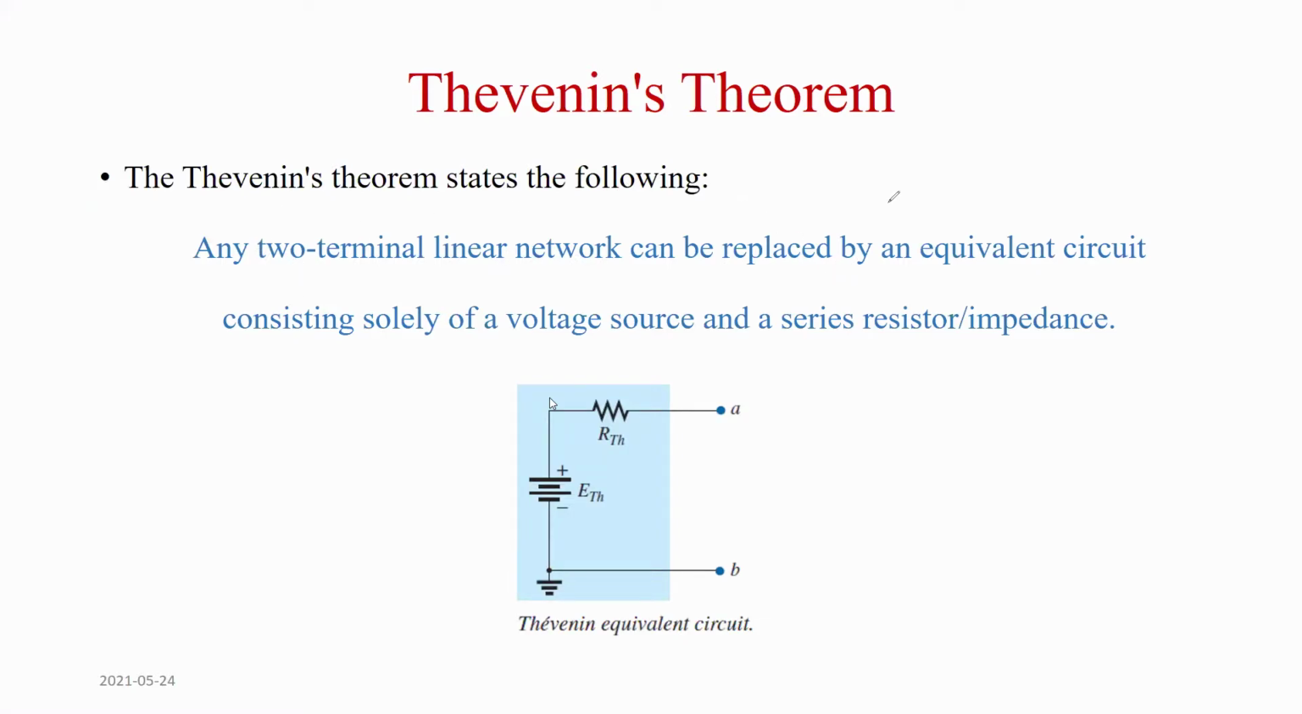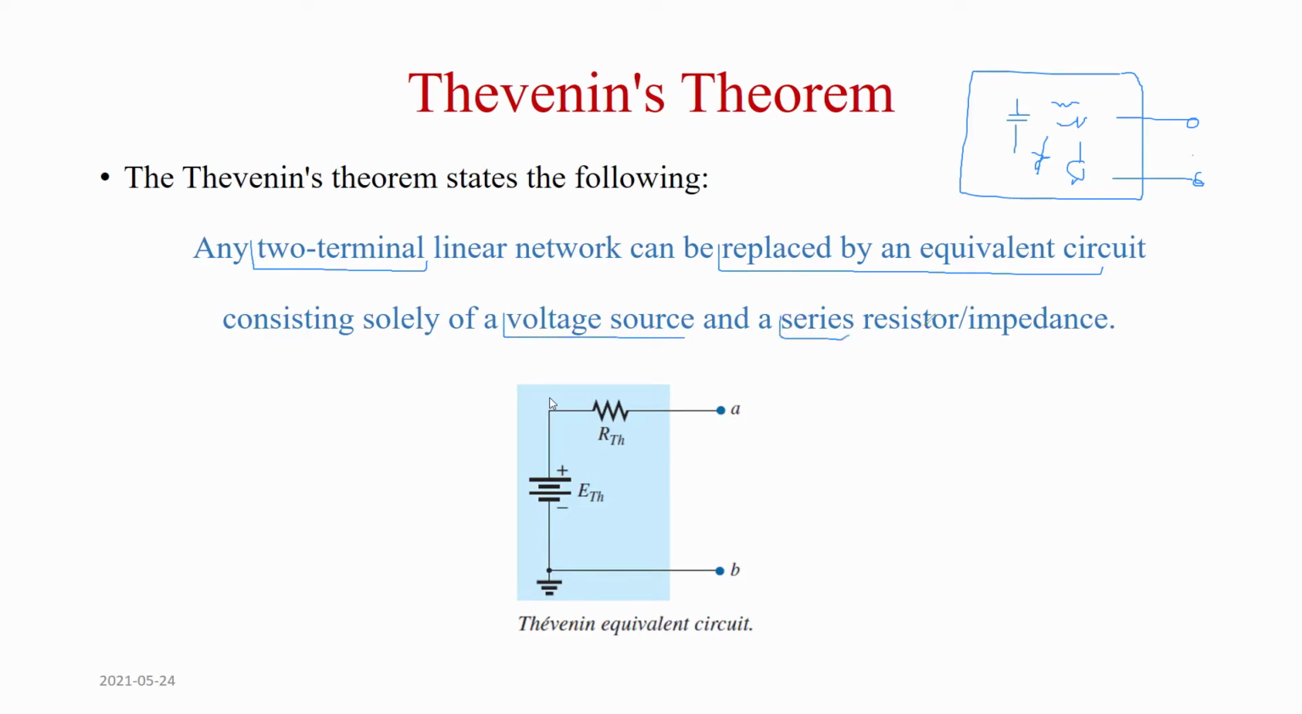So it says any network, it doesn't matter how big the network is, has 2 terminals. Here can be so many things: resistors, capacitors, inductors, sources, connected in any way. This big network has 2 terminals. This network can be replaced with an equivalent circuit, an easy equivalent circuit. That equivalent circuit is just a voltage source in series with a resistor. That's it. So I can find the equivalent circuit for this complicated circuit.